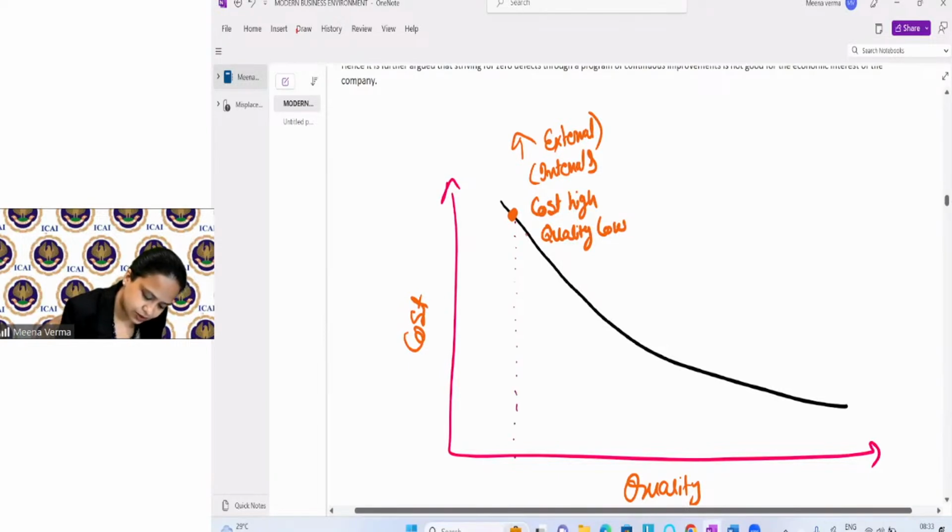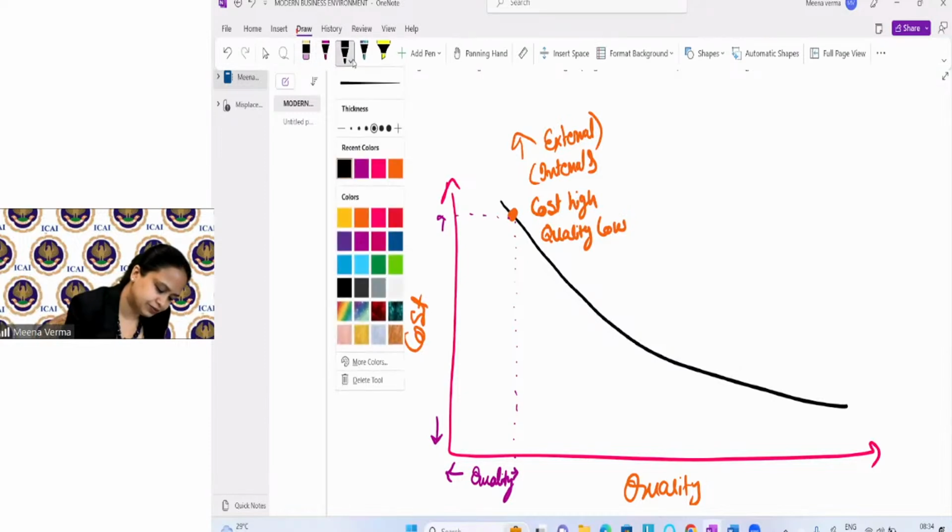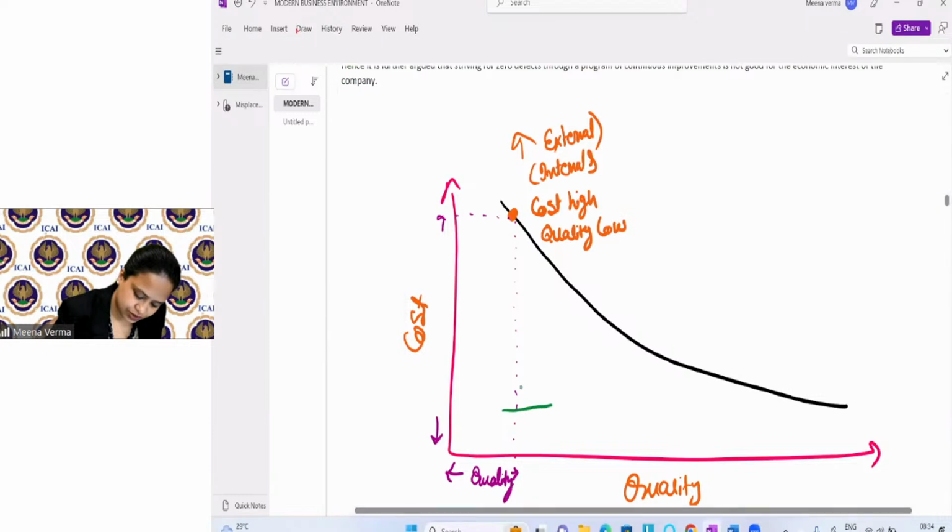If you will see here, quality is less, right? So quality is less here. This is the quality, and the cost is so high, right? You can see this is the cost, right? Okay, not desirable, right? This is not desirable. We don't want to have a high cost and low quality. Not good. Okay, let's plot another graph of this.